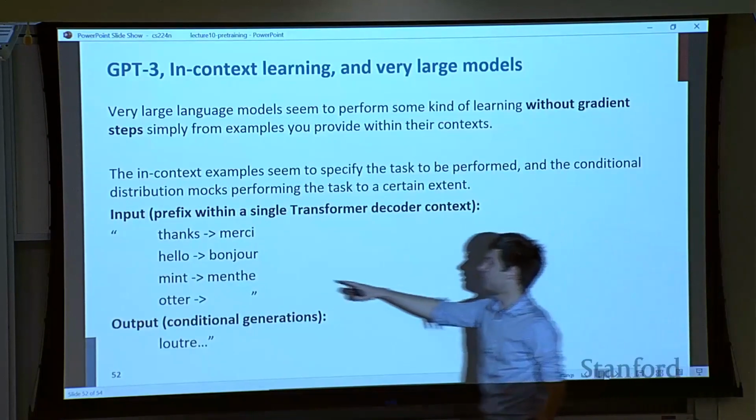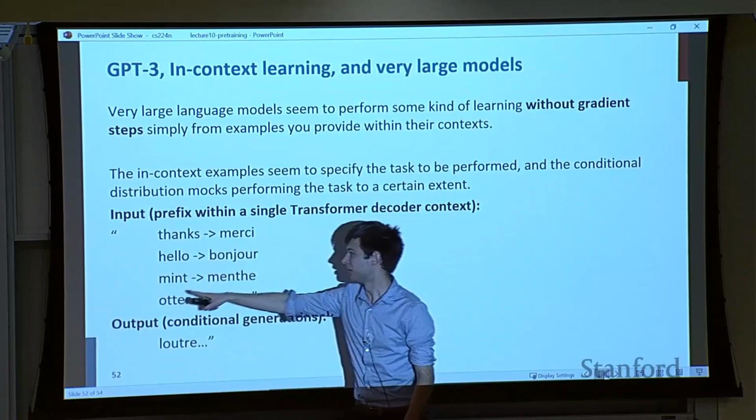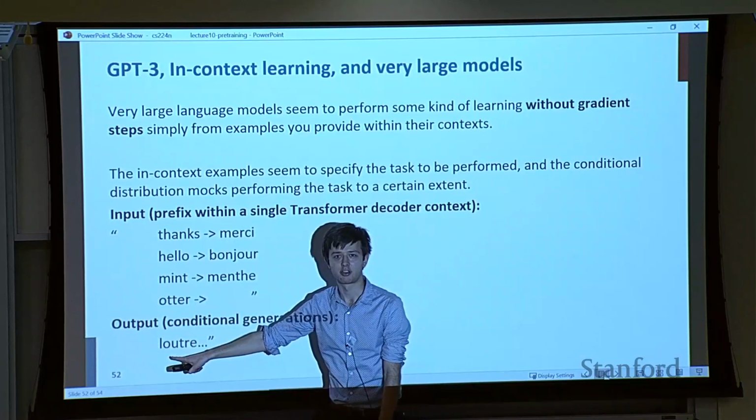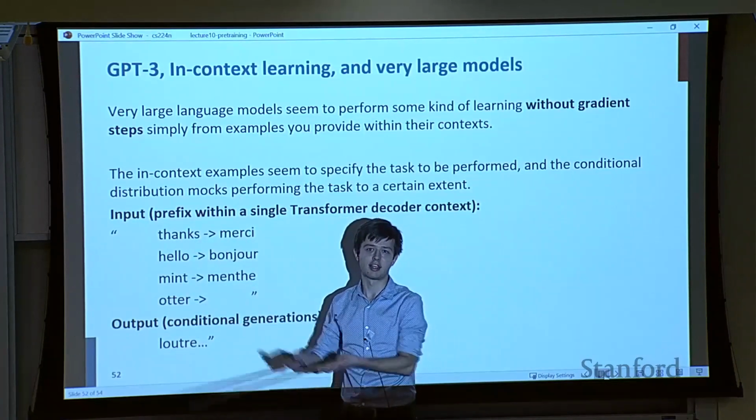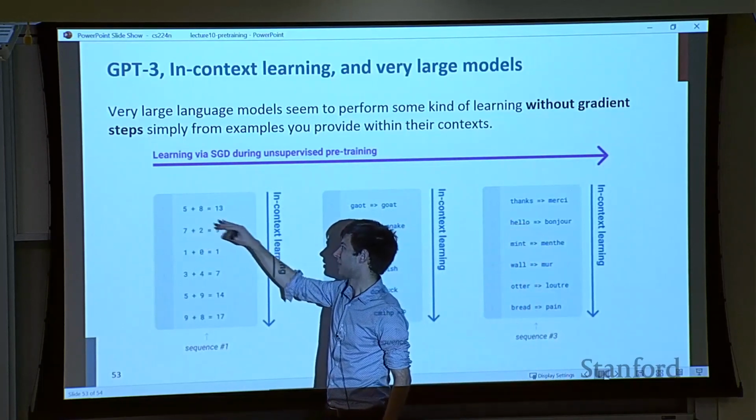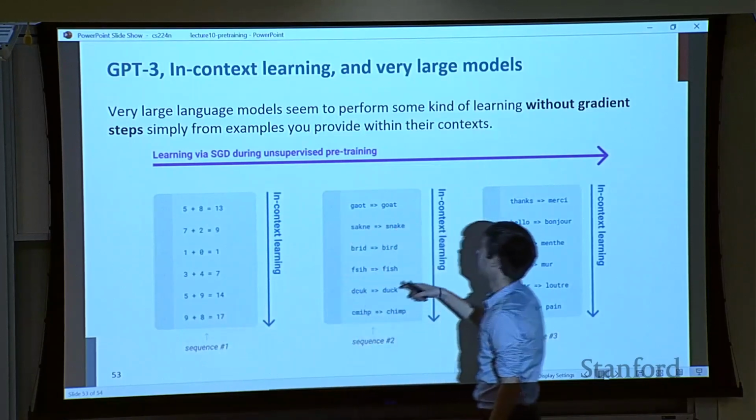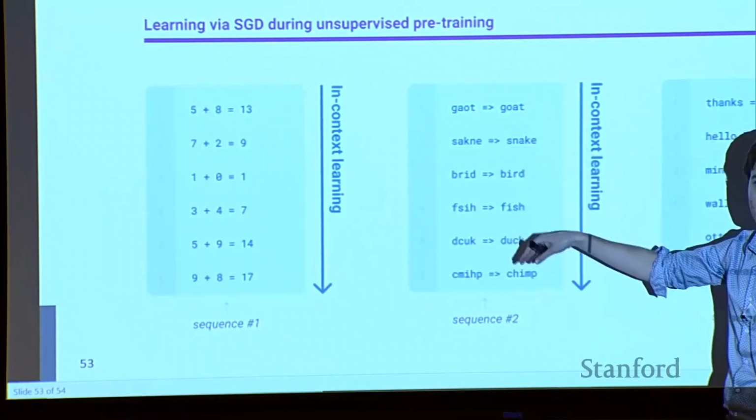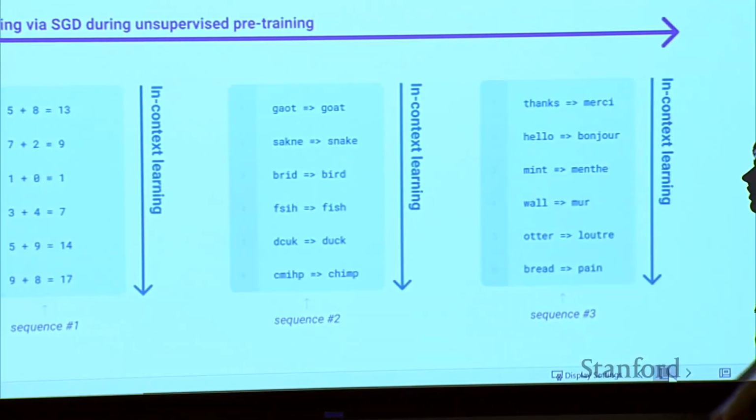What it looks like is you give it as part of its prefix, thanks goes to merci, hello goes to bonjour, mint goes to, right? So you've got these translation examples. You ask it for the last one, and it comes up with the correct translation, seemingly because it's learned something about the task that you're telling it to do through its prefix. You might do the same thing with addition, so 5 plus 8 is 13. Give it addition examples, and it might do the next addition example for you. Or maybe trying to fix grammar or spelling errors, for example. And here's the French to English, the English to French case.